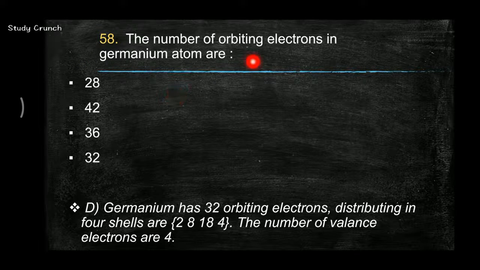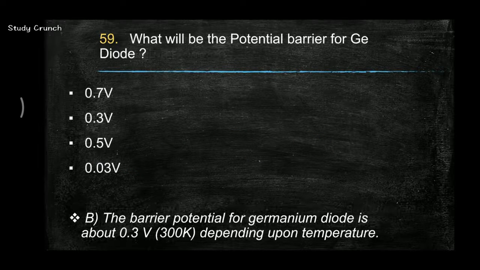Next, the number of orbiting electrons in germanium are. So the answer is 32. That is, we know the configuration, that is 2, 8, 18, 4. So the valence shell has 4 and the total number is 32. Next, what will be the potential barrier for germanium diode? So the answer is B, that is 0.3 volts, that is at 300 Kelvin.